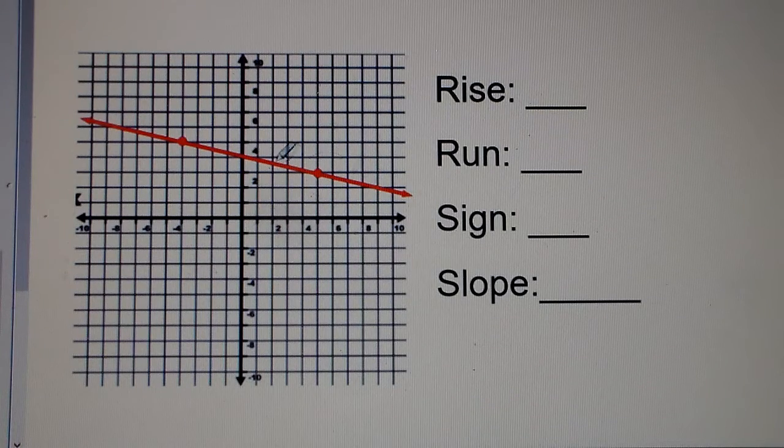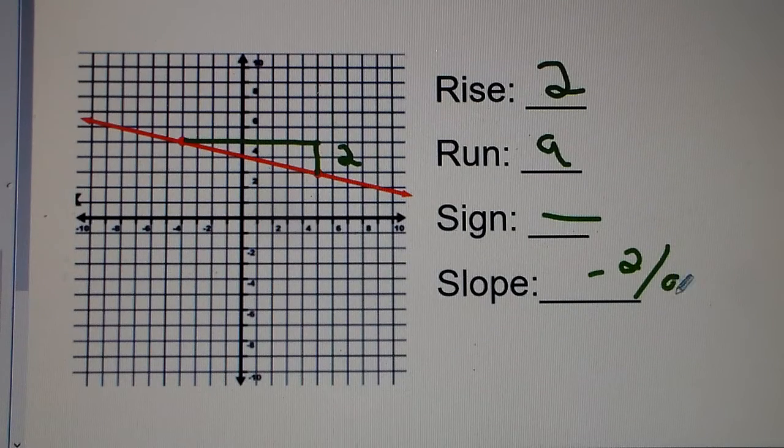So we know our slope, since the coordinate on the right is lower than the coordinate on the left, we know it's a negative slope, so our sign's going to be negative. Our rise, well, it's 2 boxes up, so our rise is 2. Our run is 1, 2, 3, 4, 5, 6, 7, 8, 9. Run is 9, so our slope is negative 2 over 9, because the sign is negative and rise over run, so we have negative 2/9.